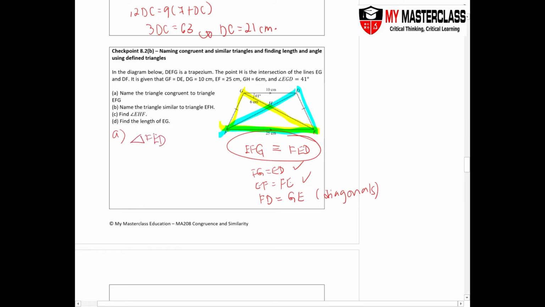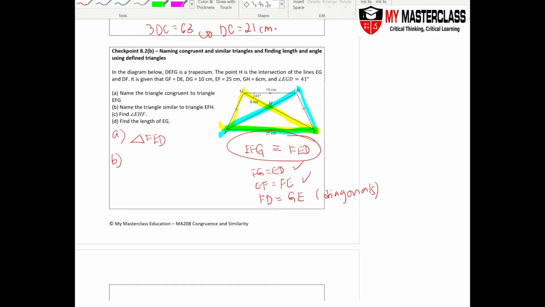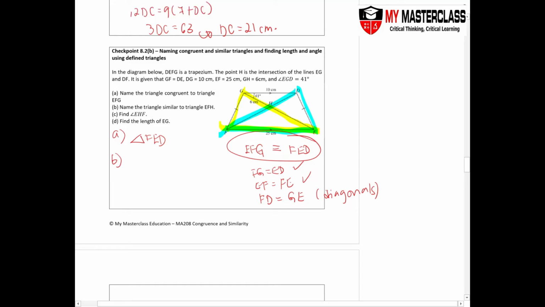Now please be very careful to check your sequence whenever you name your triangle. I realize a lot of students don't like to check their triangles, so please make sure to check like how I did here. Then you have the triangle that is similar to EFH. Let me give you a blue. EFH, where is it? EFH. So we are looking at this triangle.